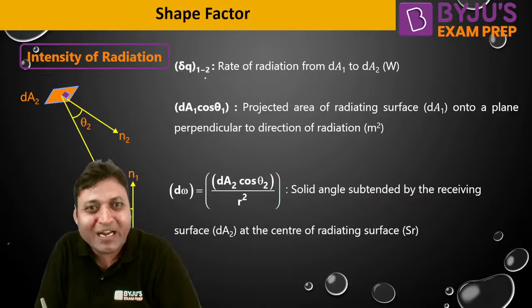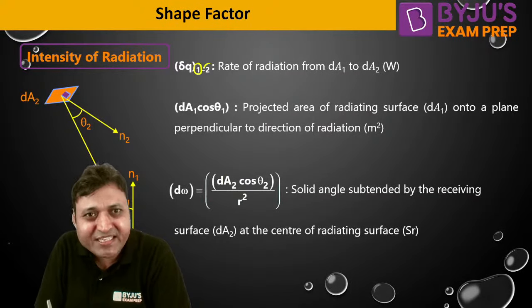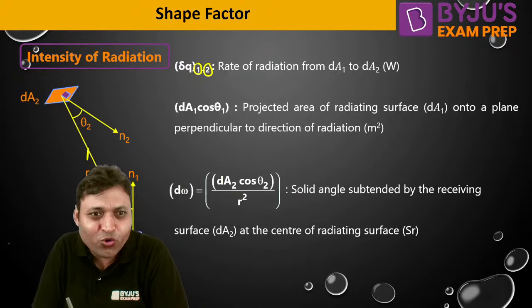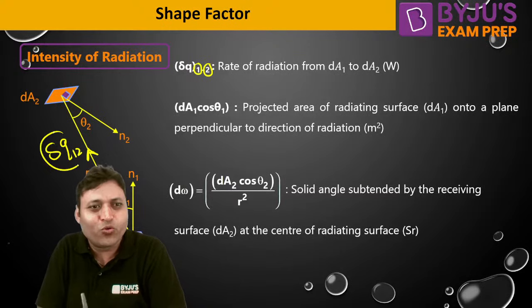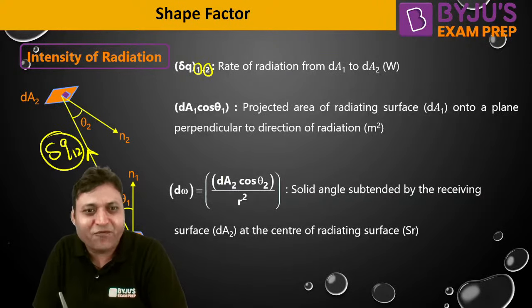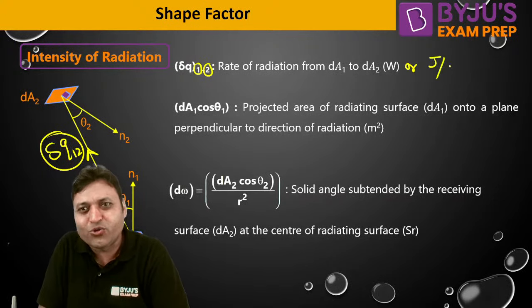What is del Q1 to 2? One is the radiating surface and two is the receiving surface. Del Q1 to 2 is the rate of radiation from 1 to 2, from dA1 to dA2. The unit is watt or joule per second.